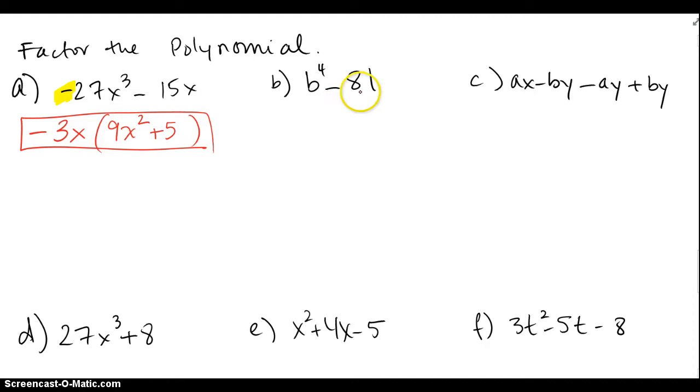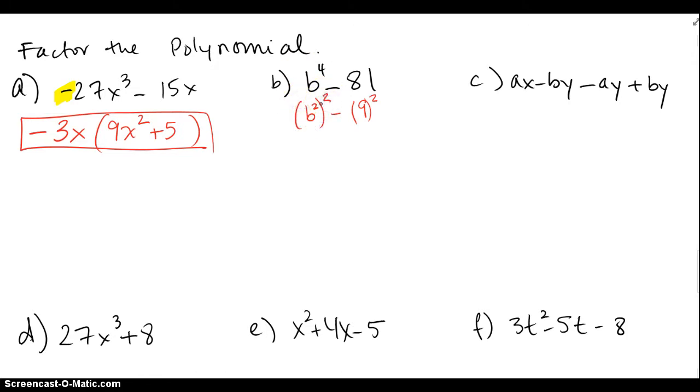Next one is only two terms again, and I see a fourth power, and I also see an 81, which I recognize to be a 9 squared. Now if I can think of something to rewrite the b to the fourth that would make it a perfect square, then maybe I can use my quick difference of squares formula. Now I can rewrite b to the fourth as b squared, squared.